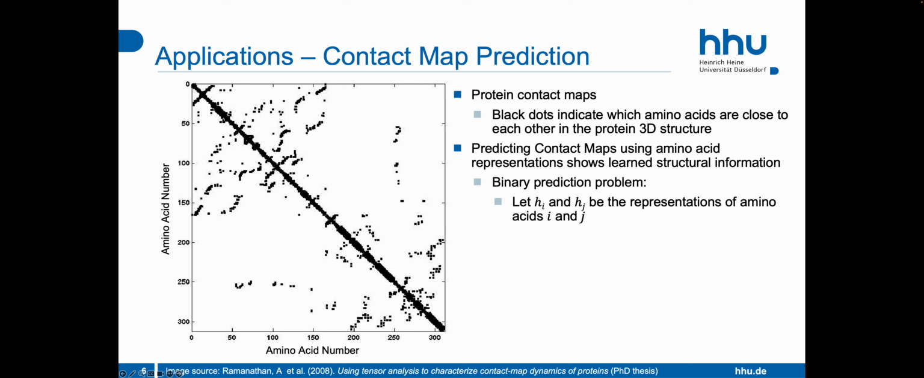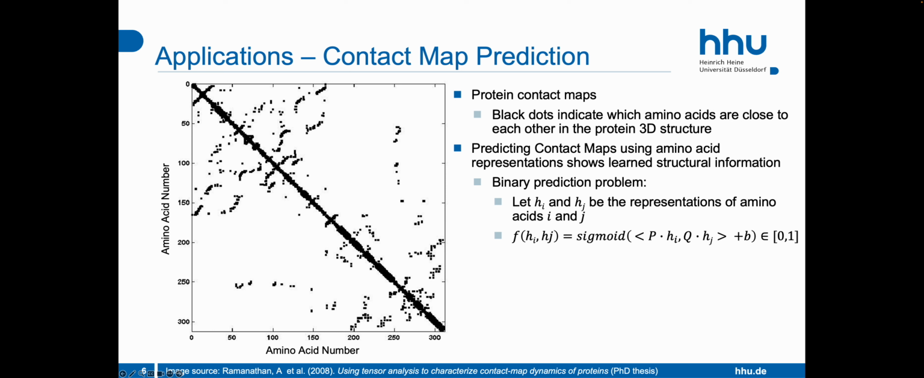If we can successfully use the amino acid representations for this task, this shows that they also store structural information. This can be formulated as a binary prediction problem, where we want to predict for all pairs of amino acid representations I and J, where I and J are the positions in the protein sequence, if those two amino acids are closer than a certain threshold to each other or not.